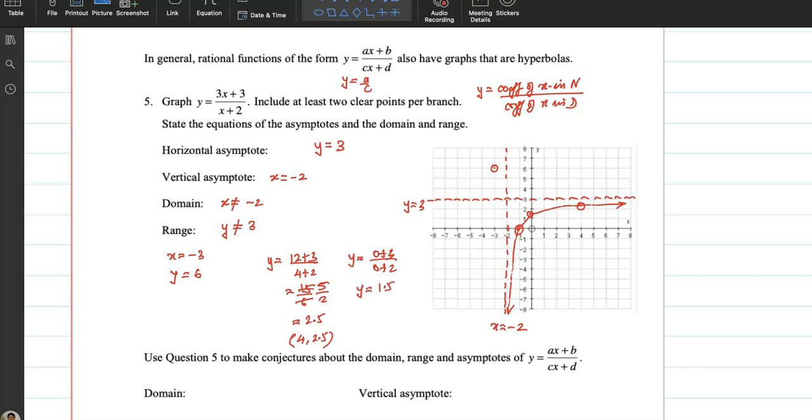Then you take x as what? Take any other value. So minus 5. So y is equal to minus 15 plus 12, minus 5 plus 2 is minus 3. So 4. Correct? So minus 5 comma 4.